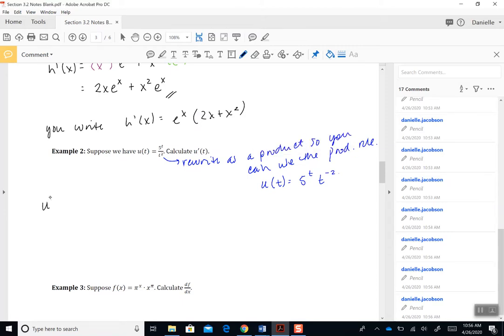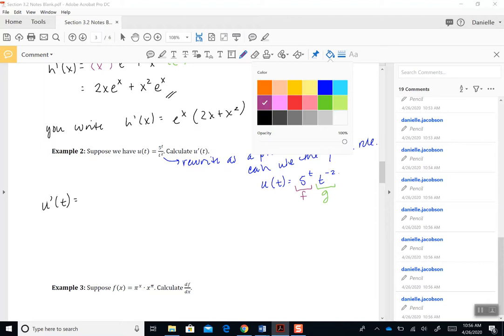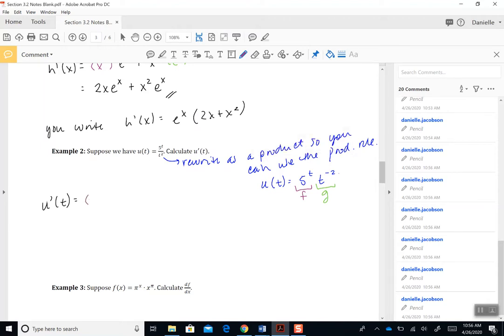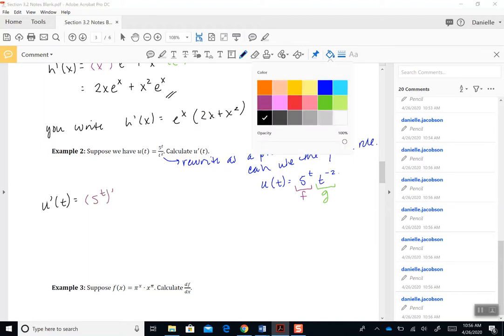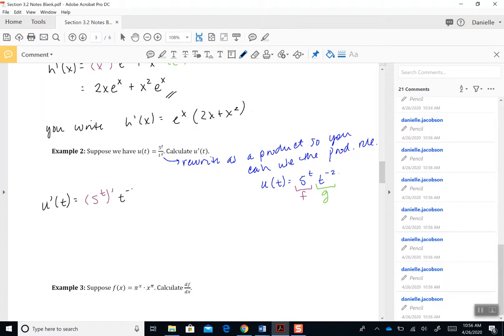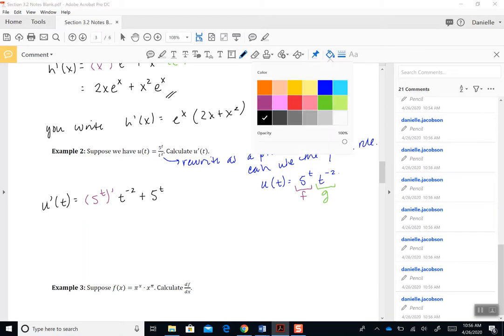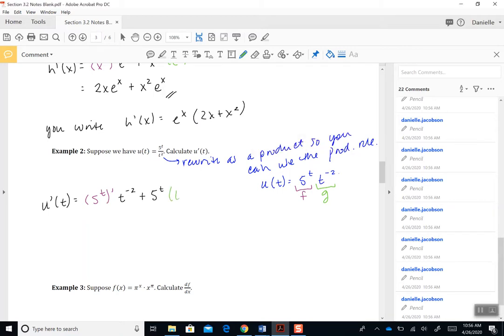Doing so, I have u prime of t equals, all right, and here my first function is 5 to the t. My second function is t to the negative 2. So if I write all the steps out, I'm going to end up taking the derivative of the first, so 5 to the t prime times the second, so times t to the negative 2, plus the first, so 5 to the t, times the derivative of the second, so t to the negative 2 prime, right?